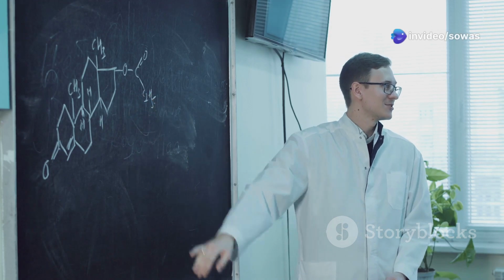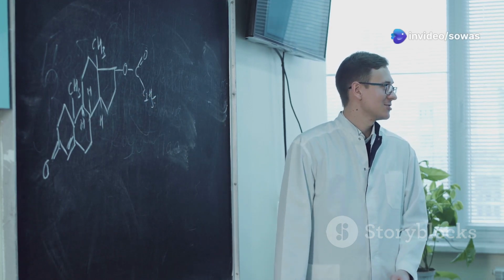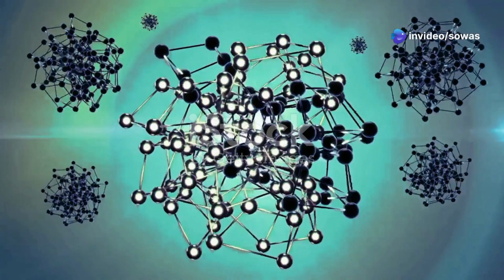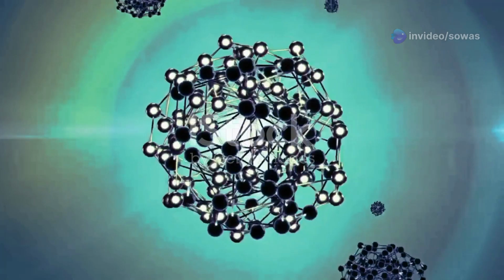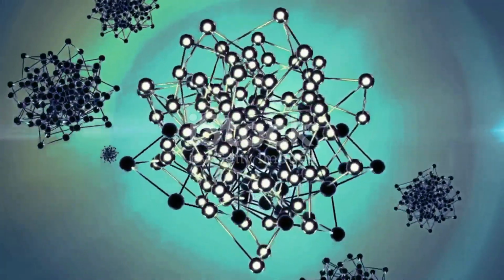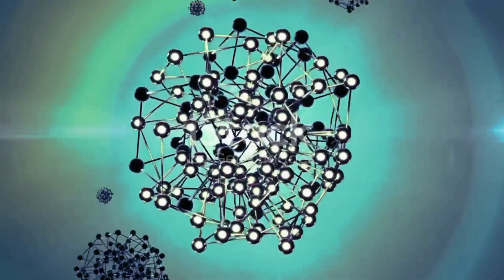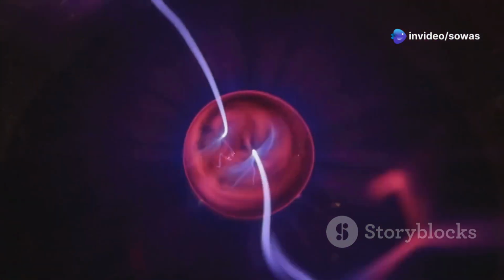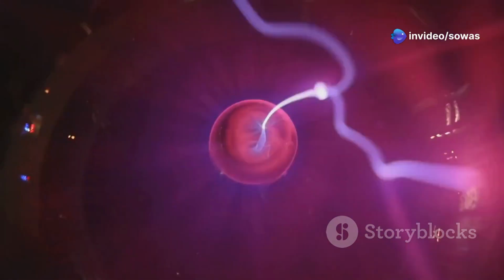Section 7. Ionic bonds, when atoms give and take electrons. While covalent bonds involve the sharing of electrons, ionic bonds arise from the complete transfer of one or more electrons from one atom to another. This transfer creates ions, atoms that carry an electrical charge.